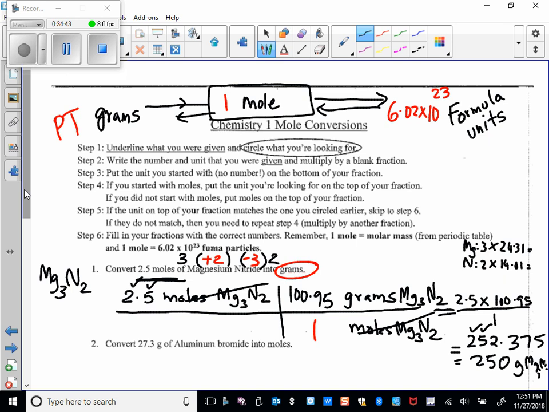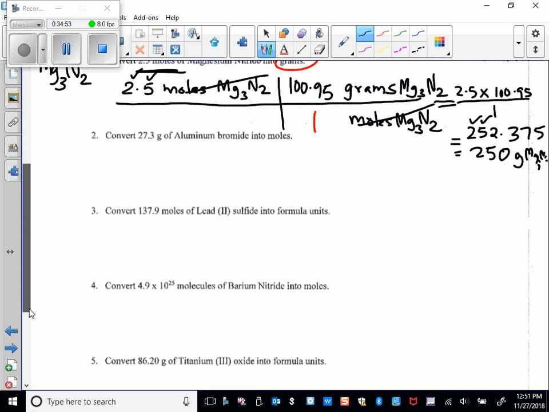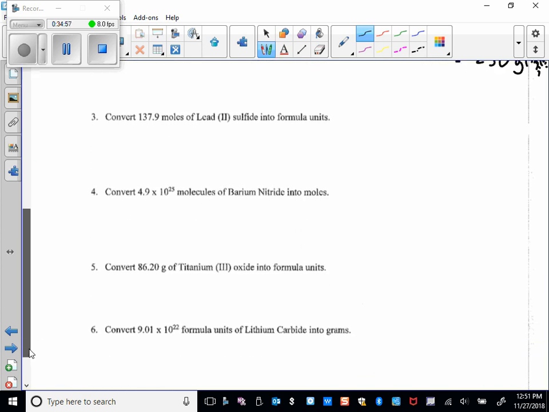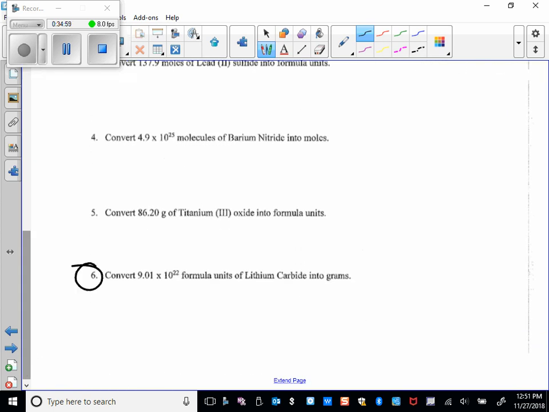Are we good? I think I got mad at kids. Kids are not mad at me, Ms. Meyer. They're all glaring at me. Okay. Let's skip this and let's do the last problem. I'm going to do the very last problem.